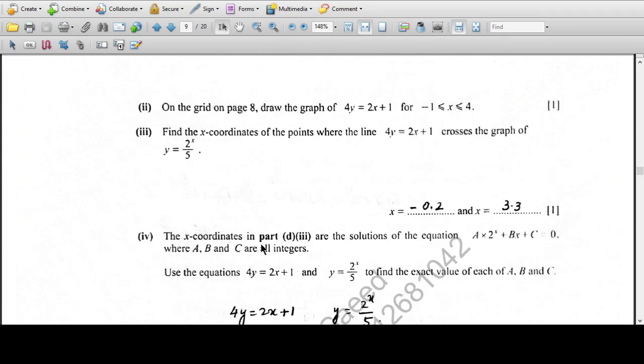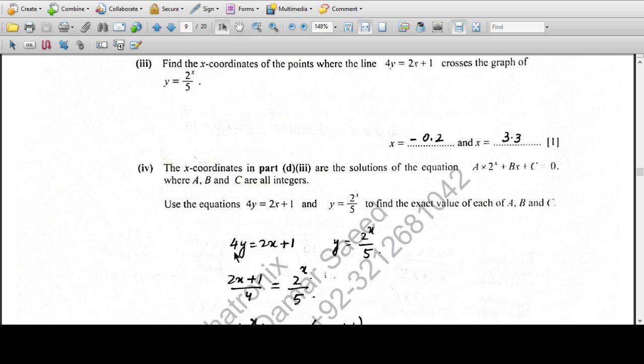The x coordinates in part D3 are the solution of a times 2 power x plus bx plus c is equal to 0, where a, b and c are all integers. Use the equation 4y is equal to 2x plus 1 and y is equal to 2 power x upon 5 to find the exact value of each of a, b and c. So we have 4y is equal to 2x plus 1, so y is equal to 2x plus 1 upon 4.